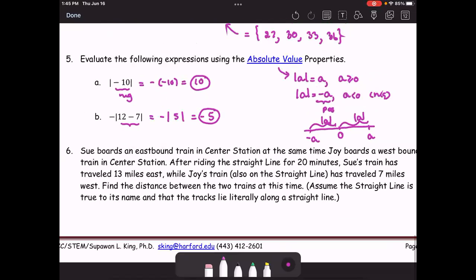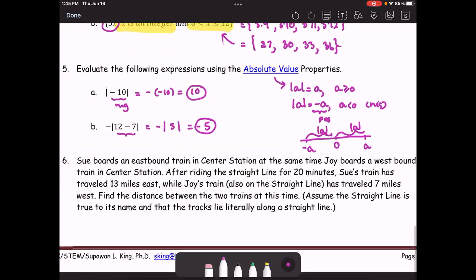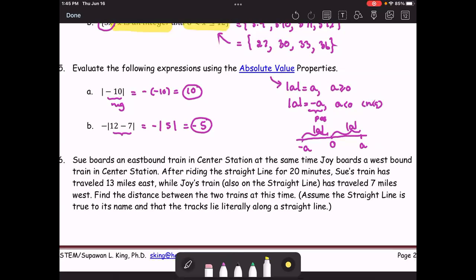The application that we can see in number 6 is the use of the absolute value property. Sue boards an eastbound train in Central Station at the same time Joy boards a westbound train in Central Station. After riding the straight line for 20 minutes, Sue's train has traveled 13 miles east, while Joy's train, also on the straight line, has traveled 7 miles west. Find the distance between the two trains at this time. Assume the straight line is true to its name and that the tracks lie literally along a straight line.